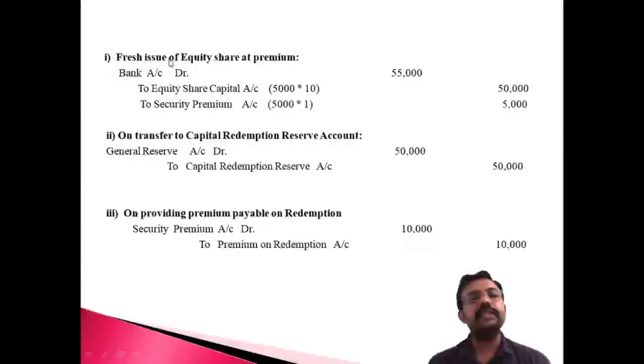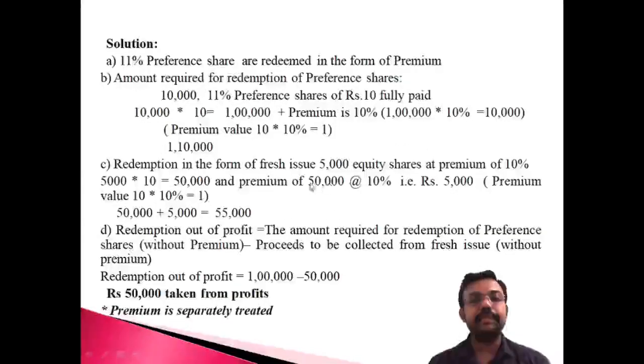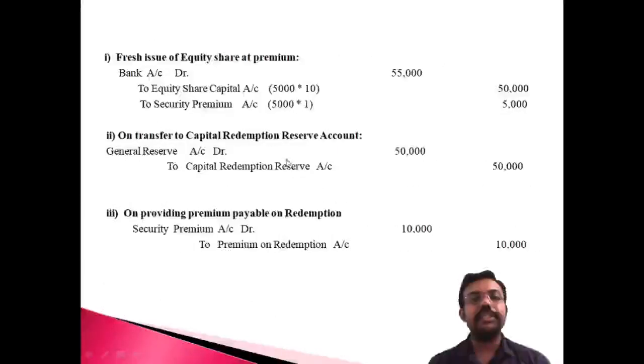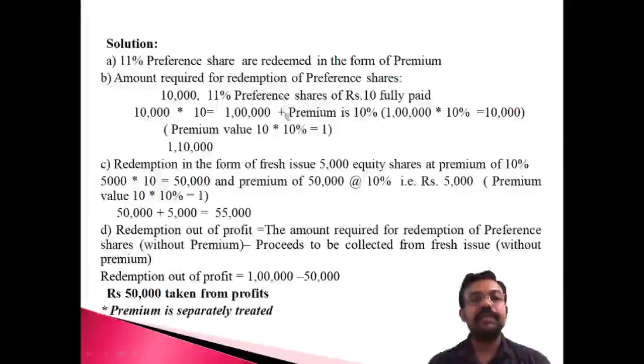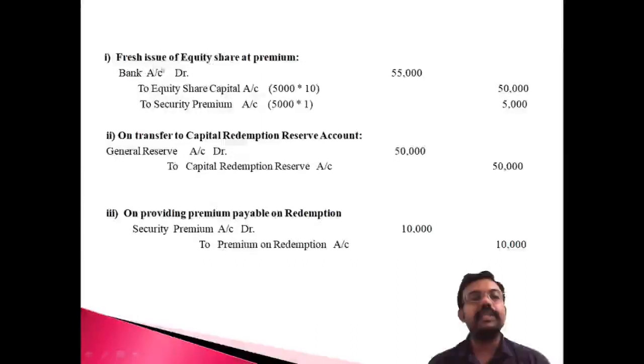They're issuing the equity shares at a premium. So the 5,000 equity shares of rupees 10, and the premium is rupees 1. 10 rupees is the face value and 1 rupee is the premium. So 5,000 into 10 is 50,000, and 5,000 into 1 is 5,000. Here the journal entry, what is the issue of the premium?